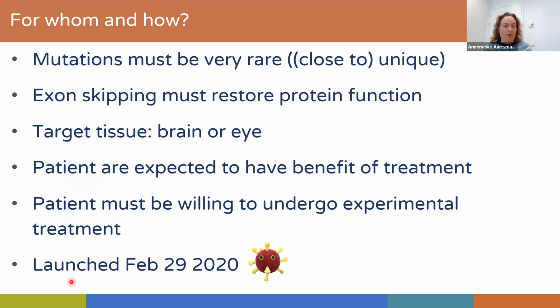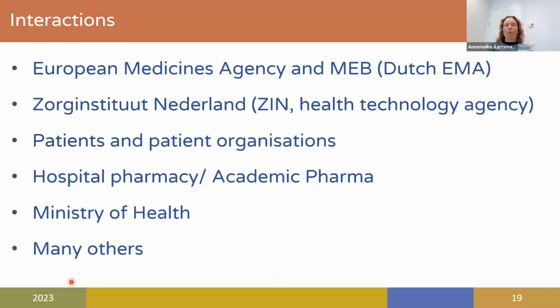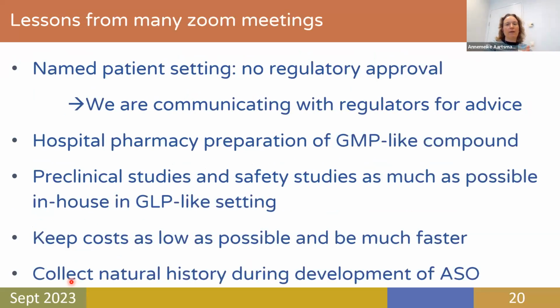So we launched this on Rare Disease Day 2020, which we thought was a really nice day to start. But then 2 weeks later, the lab was closed because there was this pandemic thing. What we could do was having Zoom meetings, and we had a lot of Zoom meetings with the Dutch regulators, with the EMA, with the Dutch payer, so that's ZIN, with the patient organization, with our hospital pharmacies, with the Minister of Health, and many, many others. And what we learned from this is that in the US, you need FDA approval even if you want to treat a single patient.